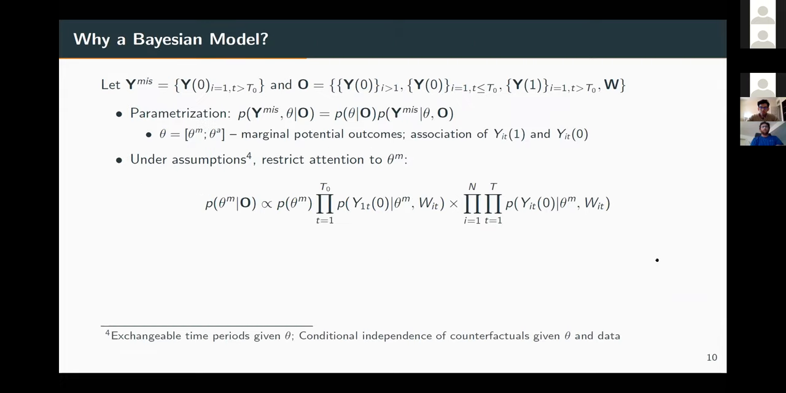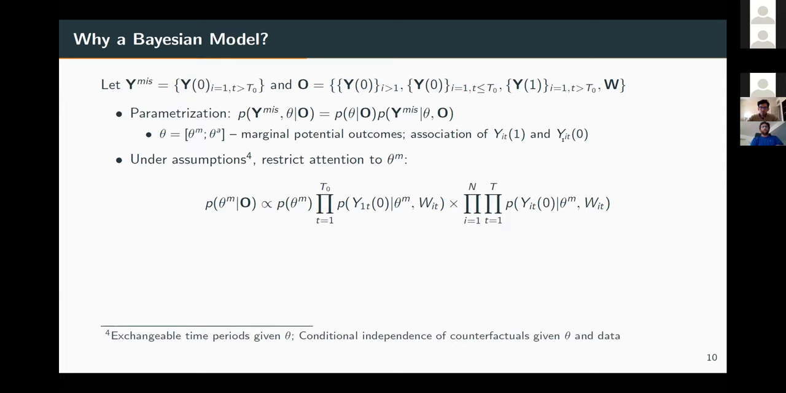So you might ask, why use a Bayesian model? For those who are not so familiar with Bayesian statistics, I'll briefly go over it. Basically, the idea is that we can assume some parameterization that governs our counterfactuals and the observed data. Based on the parameterization that we assume, we can decompose the parameters into two different parts. One is the parameter that governs the marginal potential outcome, so that's P of Y under treatment and P of Y under no treatment, separated and independent. And then one is the parameter that governs the association of those two.